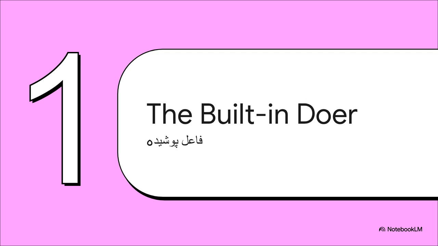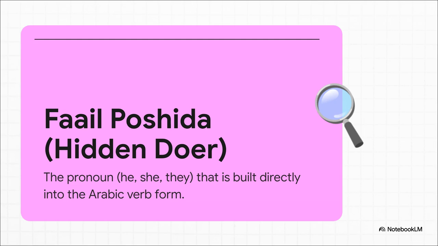built around this idea of a built-in doer, which in Arabic grammar is called the fa'il mustatir. Now, fa'il mustatir literally means hidden doer, and this is where the magic of the Arabic verb system just shines. You see, every single verb form doesn't just tell you about the action, it has the pronoun, the he, she, you, we, baked right into it. The verb is the whole sentence.